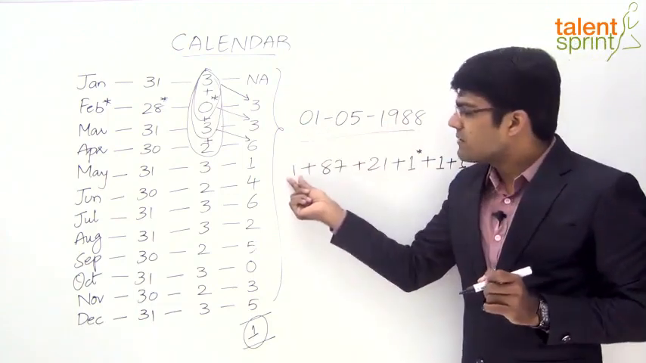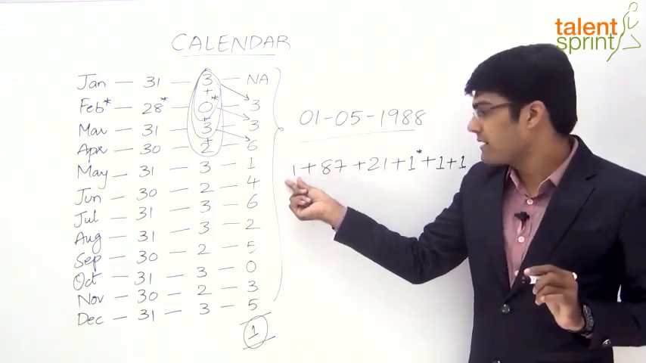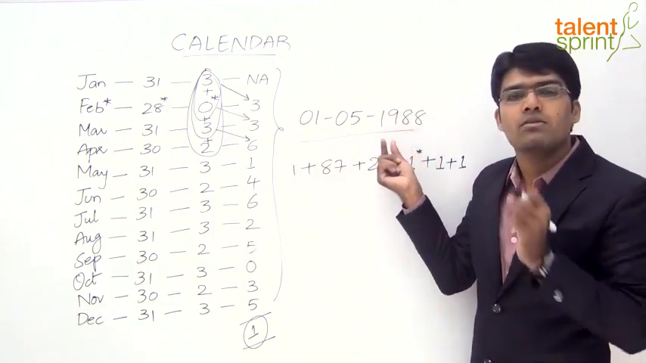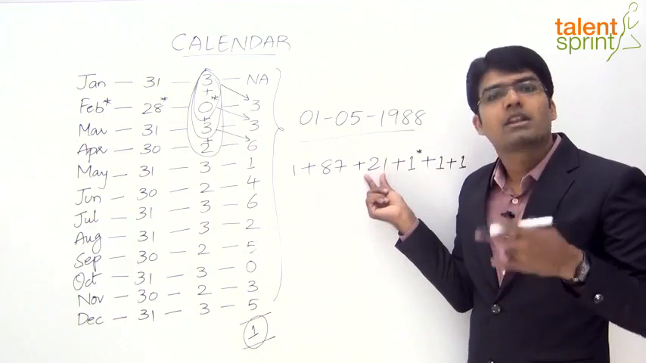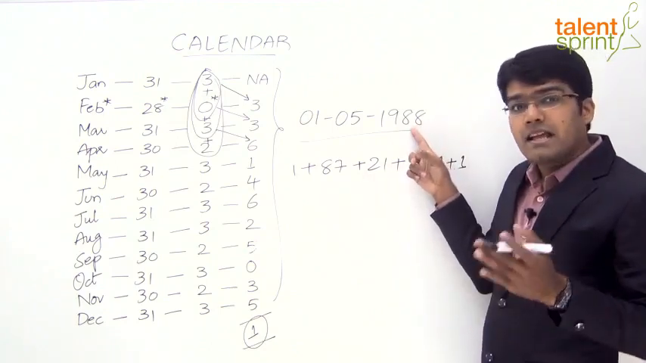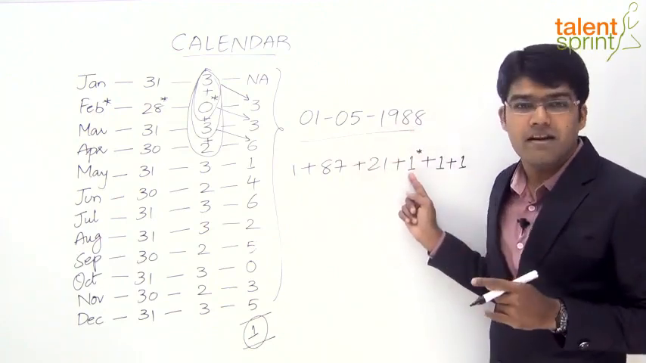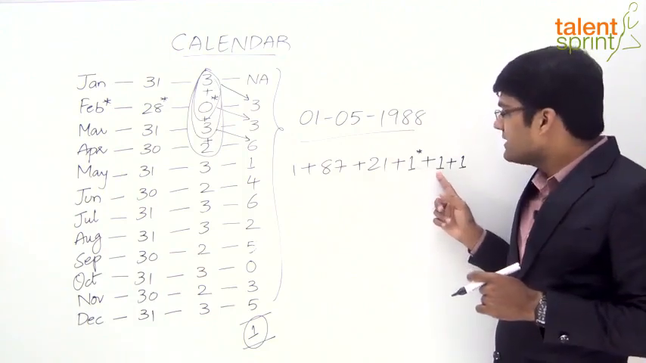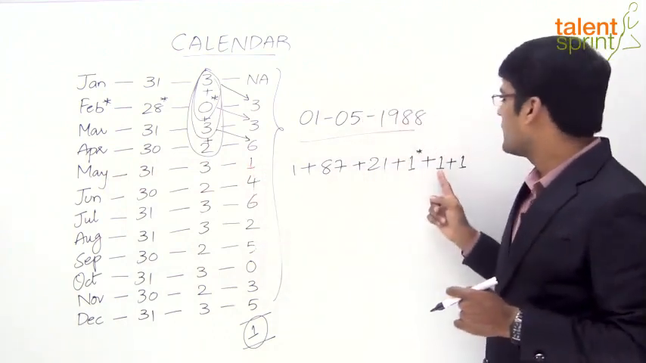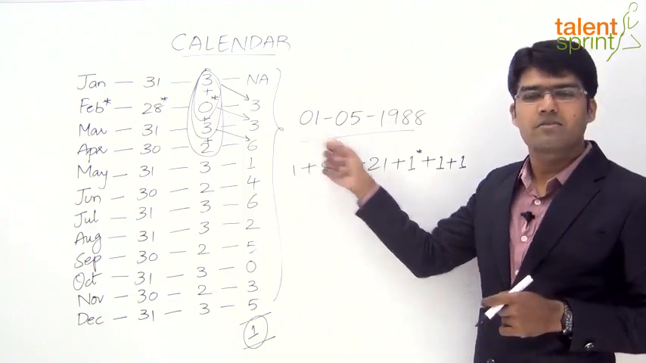So what's the calculation? This 1 indicates the number of odd days for 300 years, 1601 to 1900. 87 is the number of odd days for 87 years, 1901 to 1987. 21 for the number of leap years. What is this one? Since it was a leap year, 88, and the date is after February, we have to consider 1, because Feb had 1 extra day in that year. What is this one? This one is the code for the month here. The code for May is 1, so that 1. And the last one here shows the date, right? 1st of May, so we have to take 1.